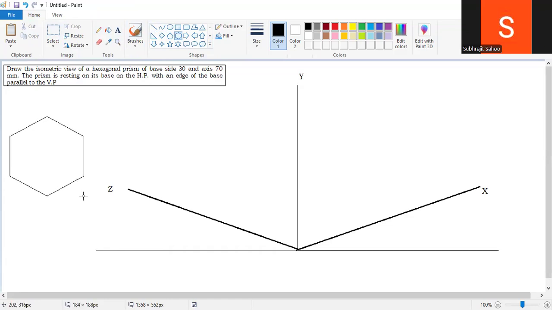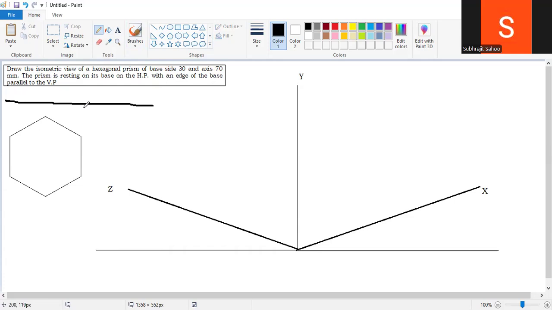Sir, what is the size of the hexagon given, you know? Size is given here, 30. Here to here 30, 30, 30, everywhere 30 it is. Okay. Sir, is this position of the hexagon correct as per the question? Let me check. The prism is resting on its base on the HP, with an edge of the base parallel to VP. Observe, sir.